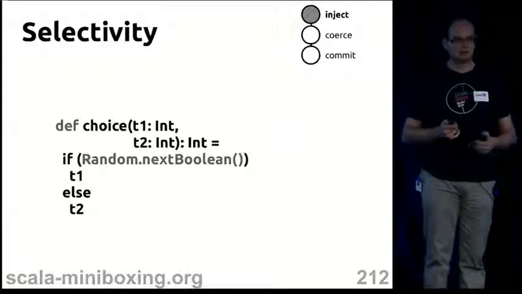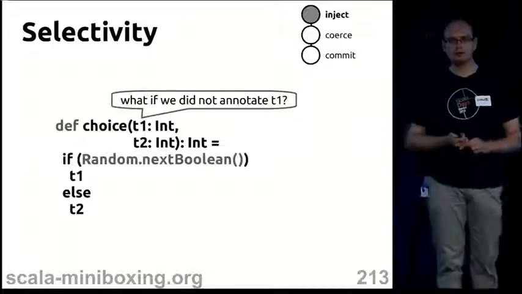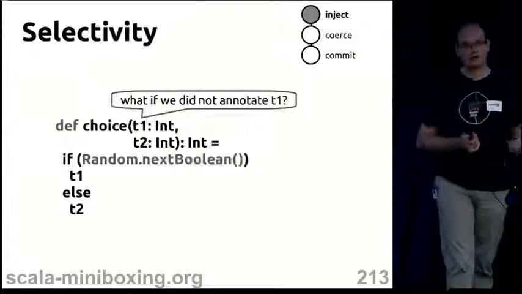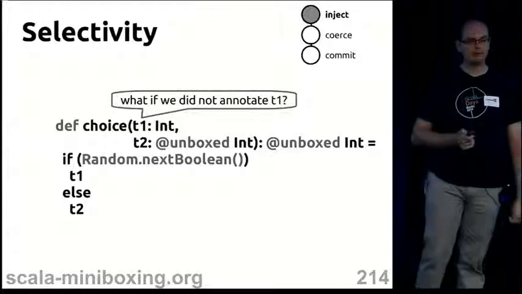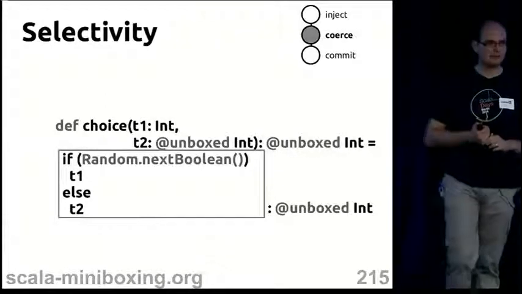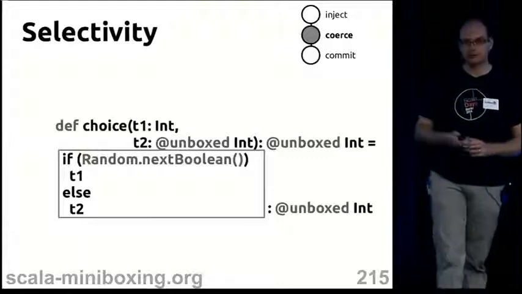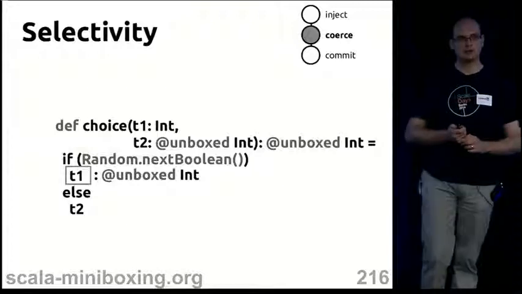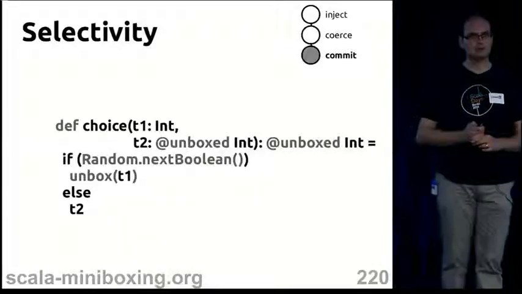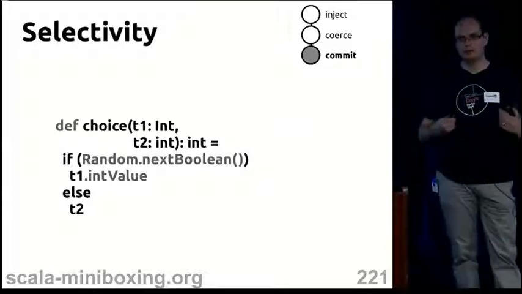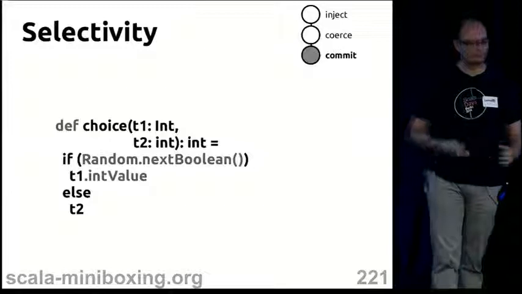So to show this selectivity and how simple it is to use, let's assume we have some transformation that doesn't want to annotate the first parameter, t1. It annotates t2 and the result type. Well, this happens at the inject phase. At the coerce phase, we get to retype check the if expression with the usual expected type, unboxed int, taken from the method. So far, so good. Well, we type check t1, and there's a mismatch. What does it mean? Coercion. No problem. Unbox t1. That's it. We get to the commit phase, and it just commits to the final unboxed representation. No fancy problem, no peephole optimization, no rewriting, and all that.